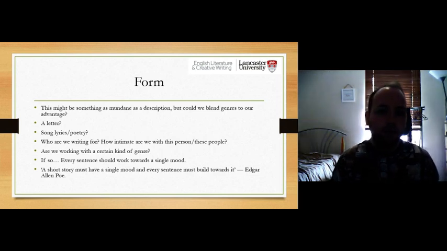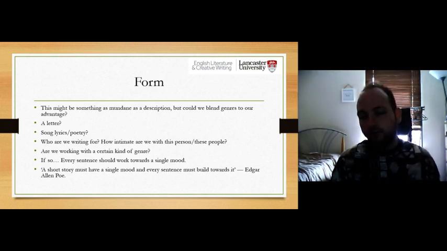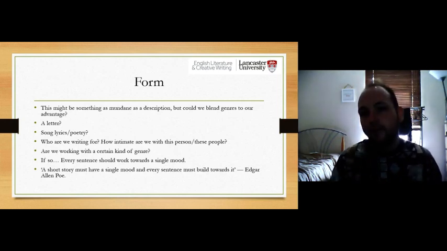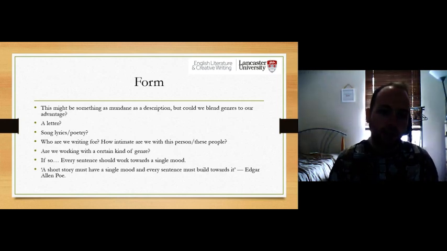How intimate are we with these people? If our character is writing for a lover, if they write that kind of letter as a news report, how interesting could that be? If they engage purposely in a level of formality that isn't traditionally associated with love. Equally, if we have a lawyer writing poetry, what does that say about our character?